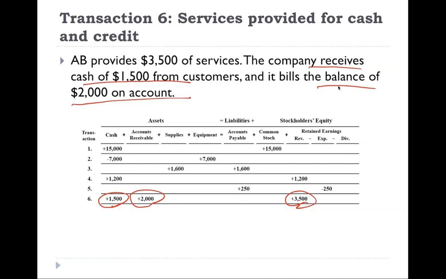So cash is an asset. Accounts receivable is an asset. So asset increased by 3,500. And retained earnings is a stockholders' equity account. So stockholders' equity increased by 3,500 as well.